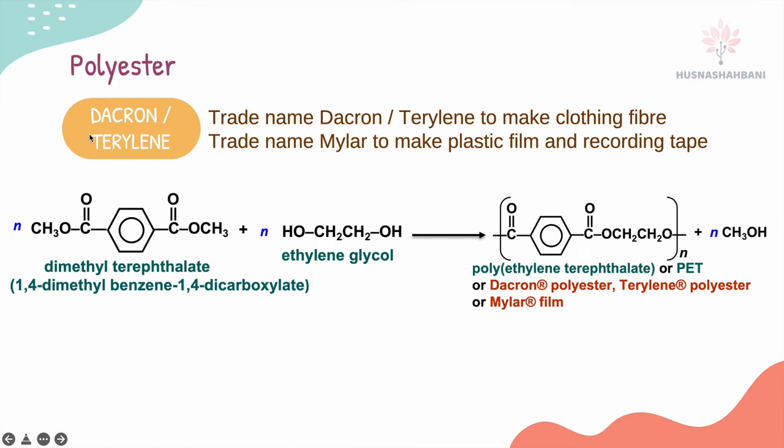Another example of polyester is Dacron or Terylene. Trade name Dacron or Terylene is used to make clothing fiber. Trade name Mylar is used to make plastic film and recording tape. So the product has many names. You can call it PET or Dacron polyester, Terylene polyester, or Mylar polyester. So it is the reaction between the dicarboxylate C double bond O, O C, C O C, C double bond O.